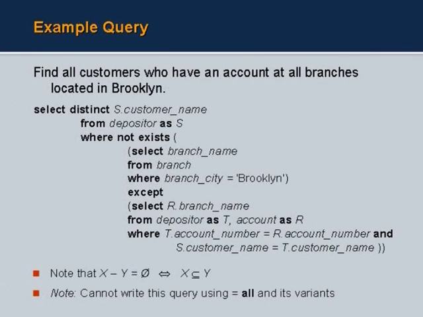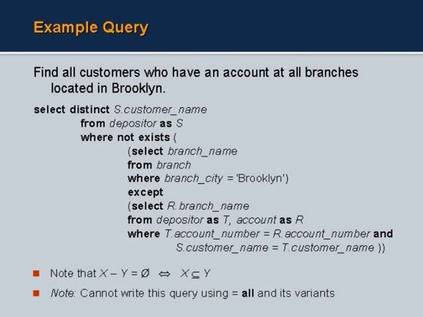So how do you find branches in Brooklyn where this person does not have an account? Well, that is this subquery. Everything from here to here is this subquery. And what is it doing? First of all, you select branch name from branch where branch city is Brooklyn. So these are all the branches at Brooklyn, except those branches where this guy has an account.